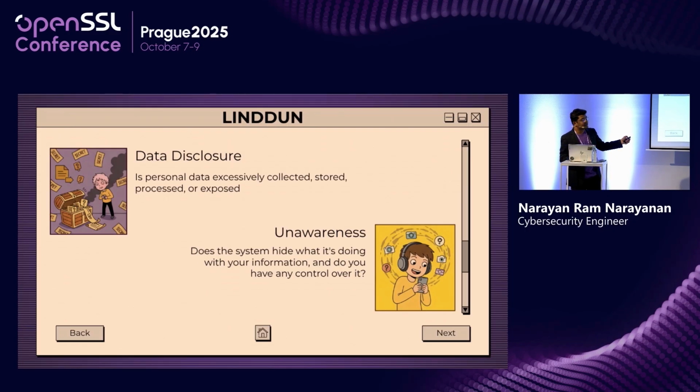And unawareness. This is about content policy. I'm pretty sure everybody has come across this at least once or twice. When you open an app, it's going to ask you for a list of permissions. Do you know what those permissions are for? Do you have an understanding of what the permission is for, or what your information is being used for? If you don't know, or if you don't have any control over the information that the system has, that is unawareness. The user is not aware of what the system is trying to do.